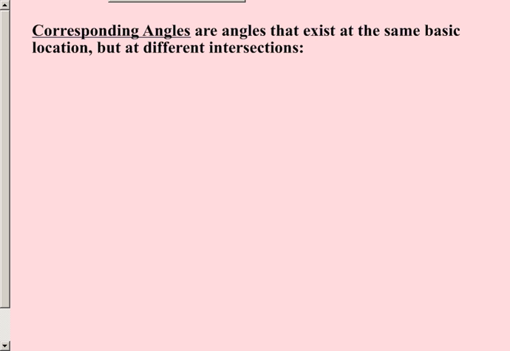Now, the basic description for corresponding angles is that they are angles that exist in the same basic location but at different intersections. Of the four types of angles that we're looking at today, this is the one that causes people the most trouble because it doesn't actually sound like it means what it actually means. They are angles that exist in the same basic location but at different intersections.